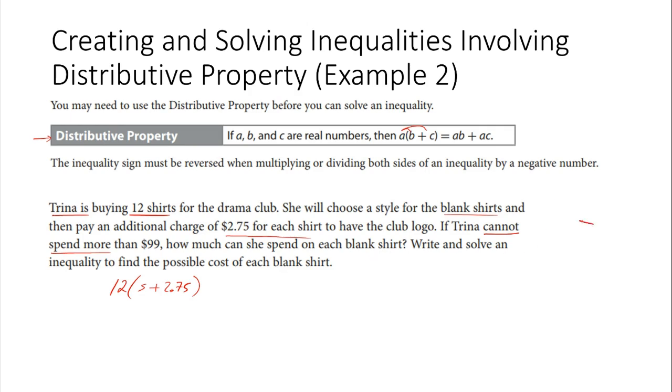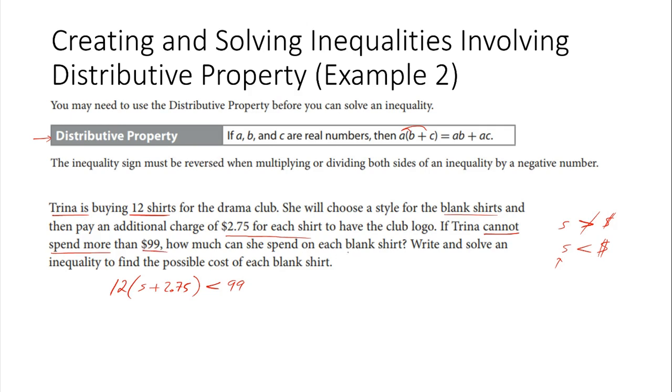So can she be more than how much money she wants per shirt? No, that's not possible. So she wants to not be more than. So we're going to say less than. So this S is the shirts. She wants to be less than a certain amount, which is $99. So less than $99. She wants to be below that. Okay, she cannot spend more than 99.